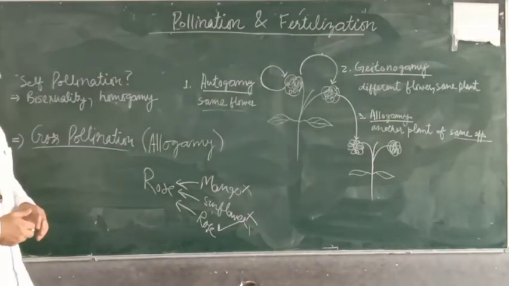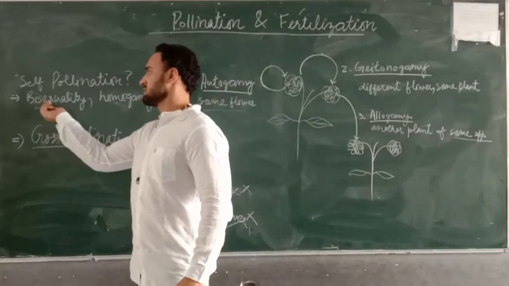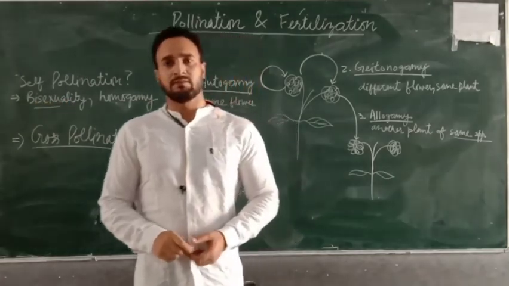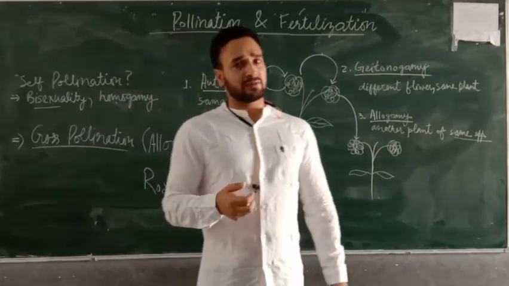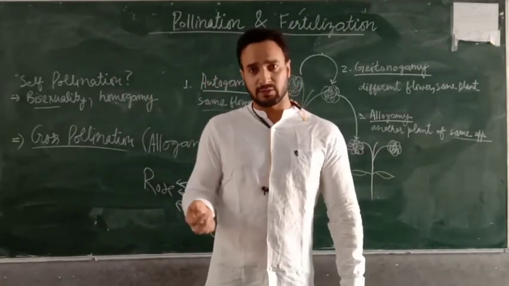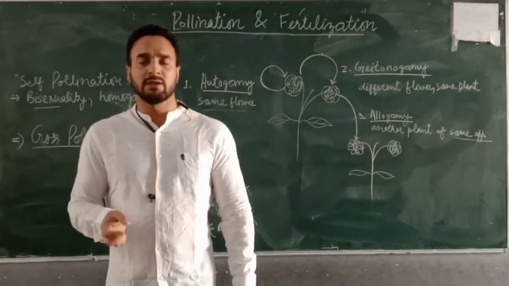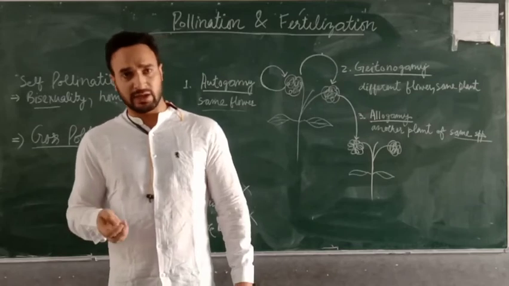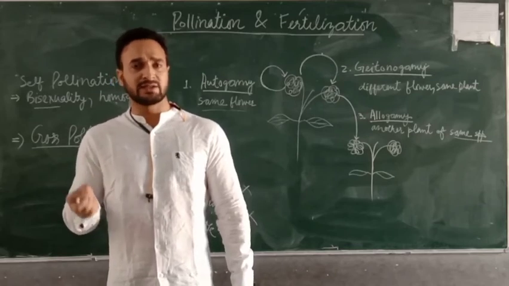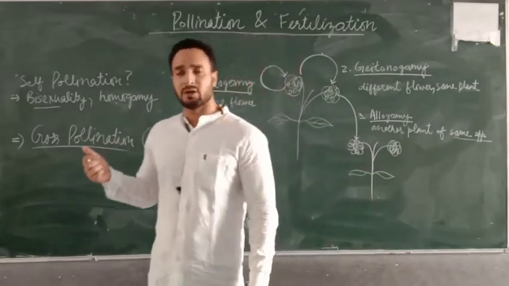Now, what is the requirement for self-pollination? The prime requirement for self-pollination is bisexuality. Bisexuality means that the flower is bisexual, that is, both the male and the female parts are on the same flower: the anther and the stigma are on the same flower. That's the number one condition for self-pollination.